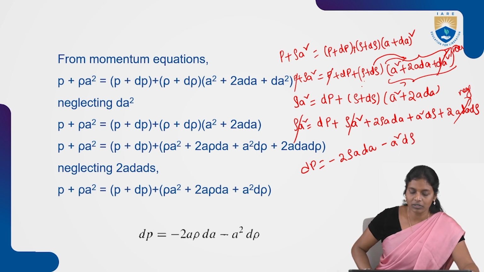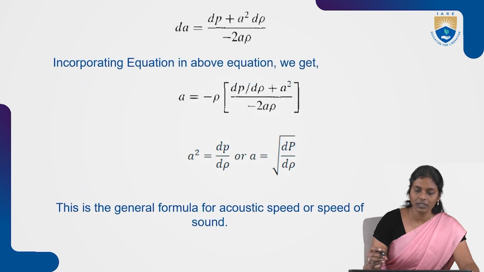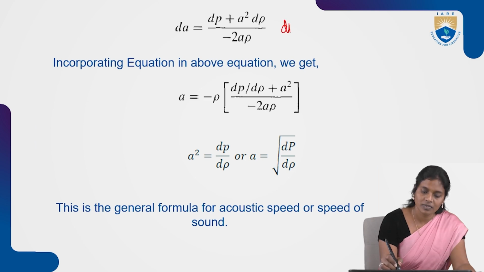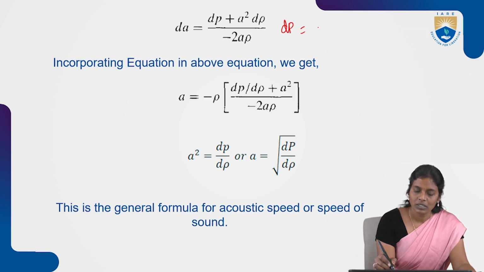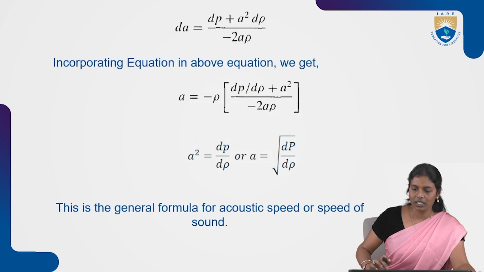So what we got here is dP equal to minus 2A rho dA minus A square d rho. This is the expression, the A square d rho term being what we got.